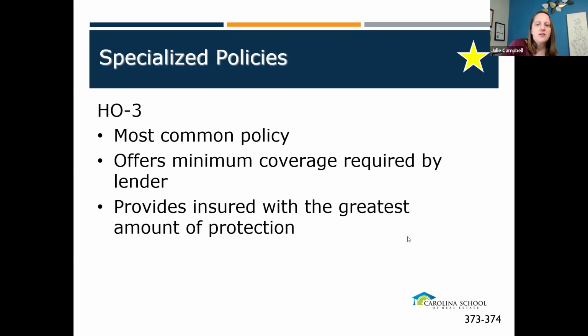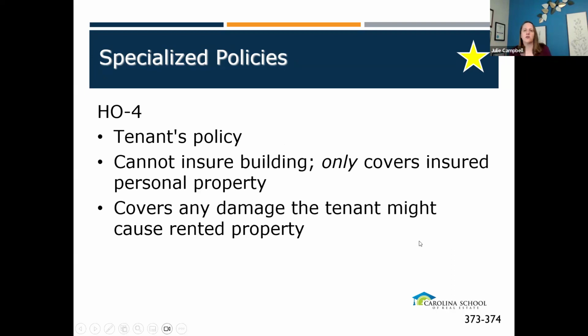Another common policy you guys have probably heard of, not in these verbiages, but another common policy is HO4. This is your tenant's policy. This is renter's insurance. So our rental properties are going to have two types of insurance. The landlord is going to have the home insured through homeowners. The tenant is going to have their stuff insured, should have their stuff insured. And that would be the HO4 policy.